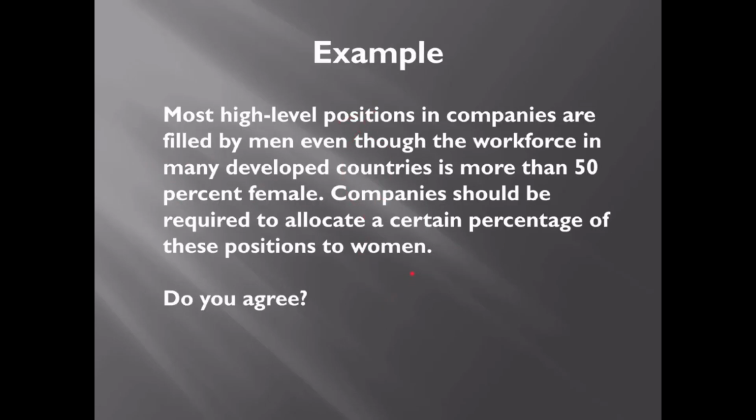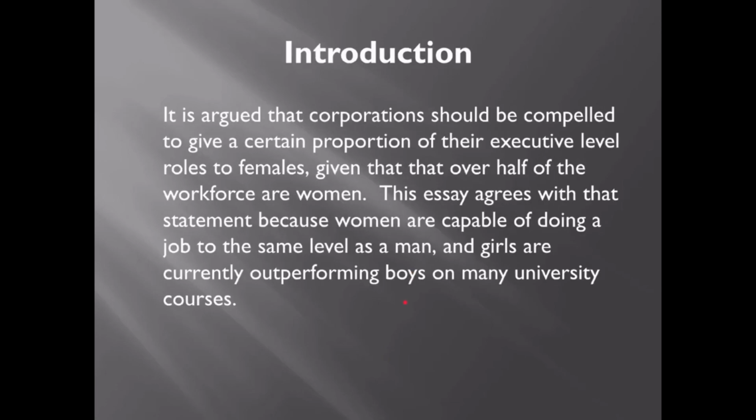So we're going to use this question to help us go through and teach you this structure. So this is our introduction. It is argued that corporations should be compelled to give a certain proportion of their executive level roles to females, given that over half of the workforce are women. So we paraphrase the question. This essay agrees with this statement. Clear opinion. Because women are capable of doing a job to the same level as a man, first main idea, and girls are currently outperforming boys on many university courses, second main idea. So paraphrase, opinion, first main idea, second main idea.